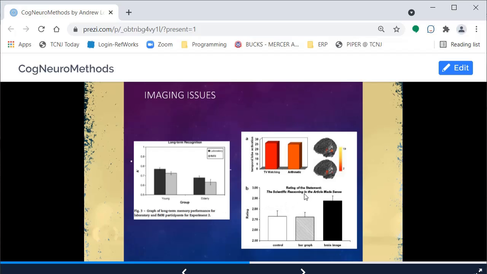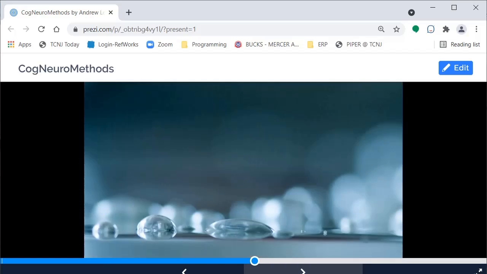So that's something to keep in mind as well, that brain imaging is very seductive. So you have to resist that temptation and think critically about it, maybe even more critically than you would if you're looking at data in another format.